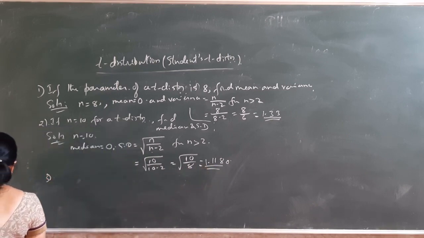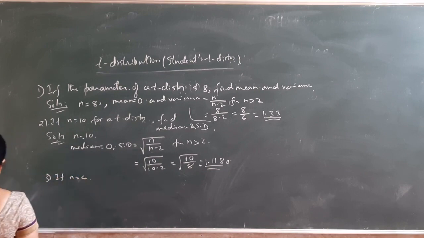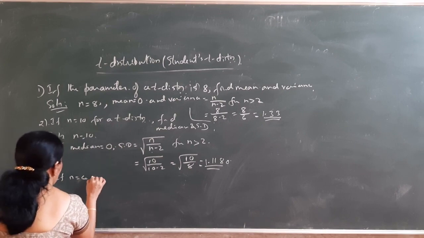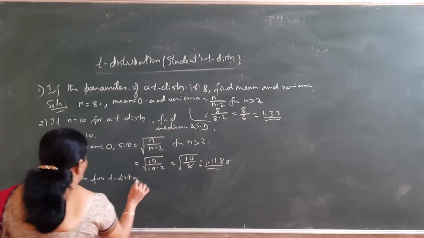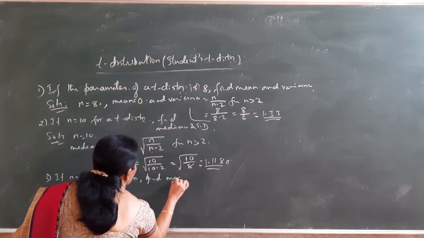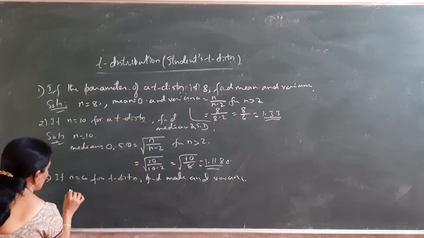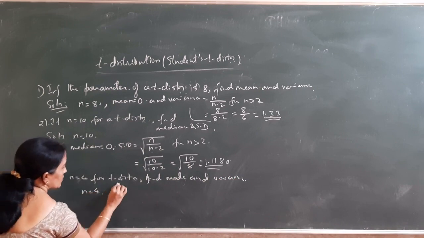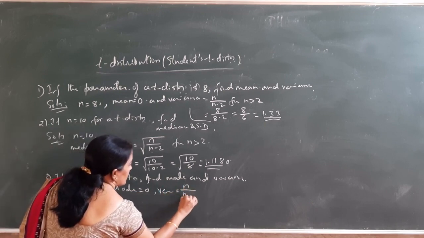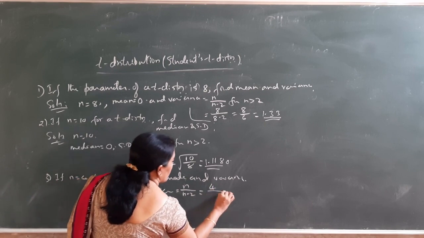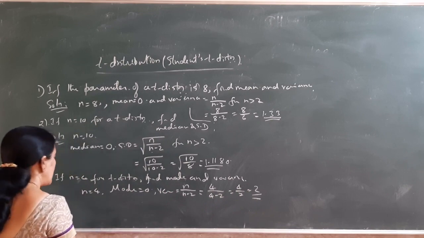Next, third problem. If n is equal to 4 for a t distribution, find mode and variance. In a similar manner we can do it. Here it is given n is equal to 4, mode equal to 0 anyhow. Next, variance is equal to n by n minus 2, n is equal to 4, 4 divided by 4 minus 2, that is 4 by 2, which is equal to 2, right?